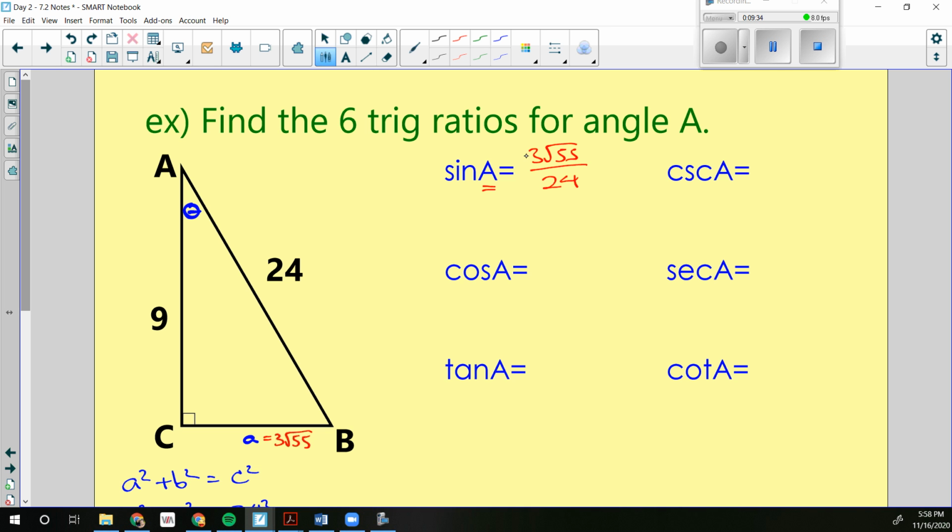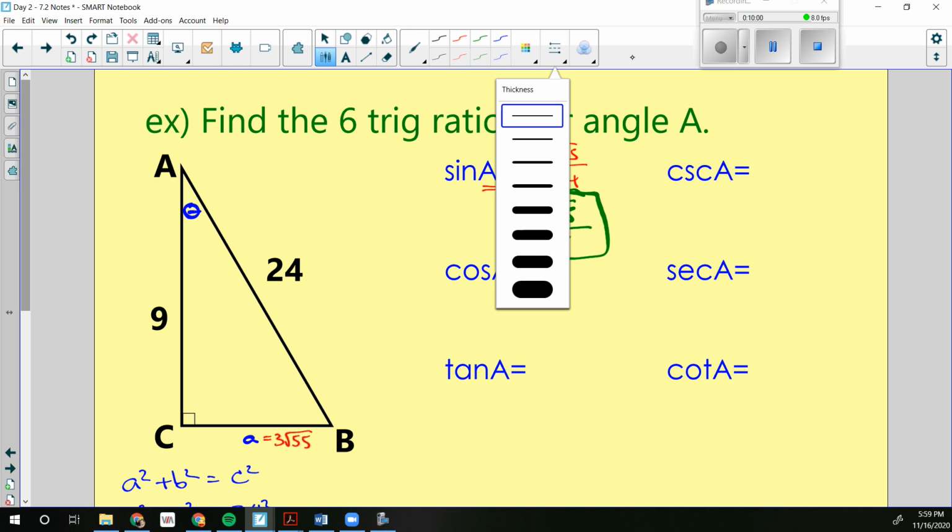Okay, and again, you can see we took out this 3, and that's going to be important because 3 and 24, the outside numbers, outside the square root, are both divisible by 3. And so if I divide both by 3, I'm just going to end up with the square root of 55 over 24 divided by 3 is 8. So this sine of A is going to be square root of 55 over 8. The square root's on top, so we do not need to rationalize anything there.